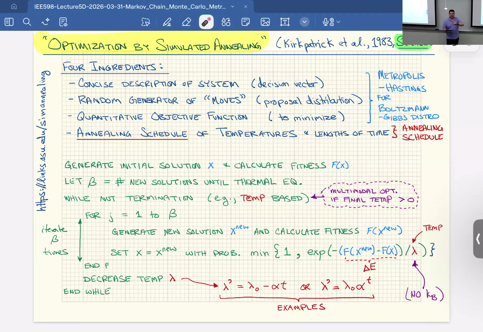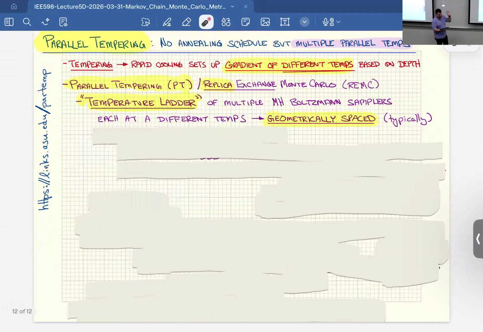But that actually lets me transition, and I at least want to mention parallel tempering, because this is the last slide. I can start here so that it's not rushed, but I at least want to introduce you to parallel tempering.